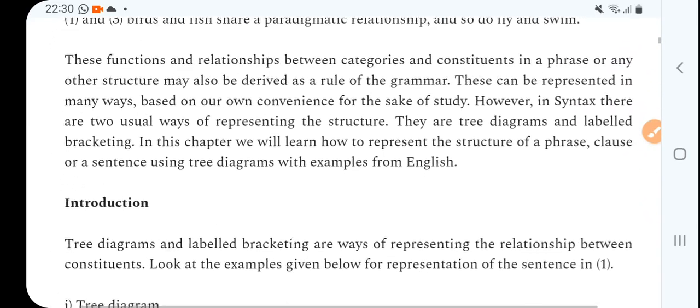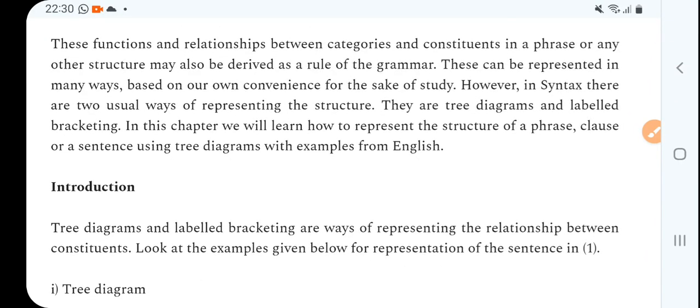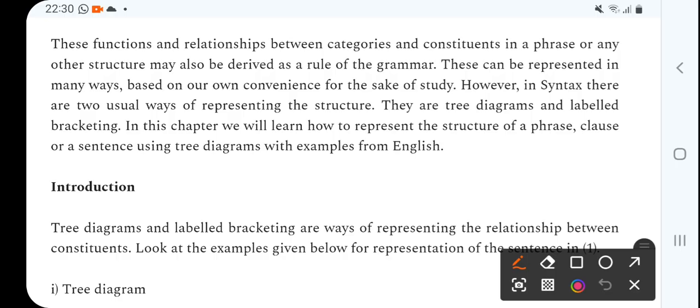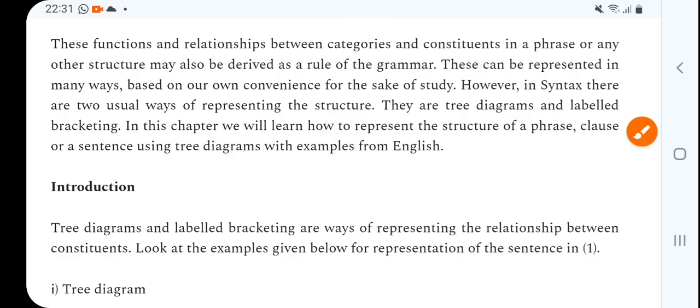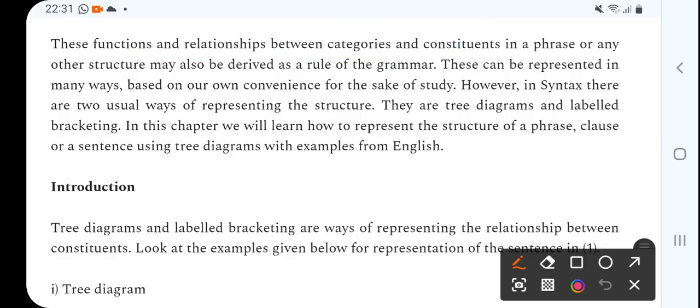Okay, now these functions and relationships between categories and constituents in a phrase or any other structure may also be derived as a rule of grammar. Functions means subject and verb agreement, and relationship means birds fly and fish swim. These functions and relationships between categories and constituents in a phrase or any other structure may also be derived as a rule of grammar.